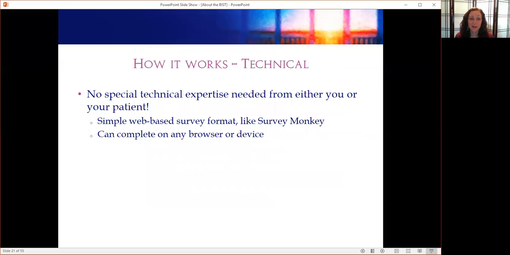So the technical side of it, there's actually no special technical expertise needed from either you or your patient. It's just a simple web-based survey format, kind of like SurveyMonkey, and you can complete it from any browser or device, including mobile devices like phones and iPads.